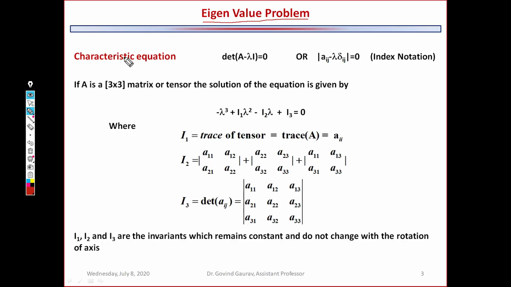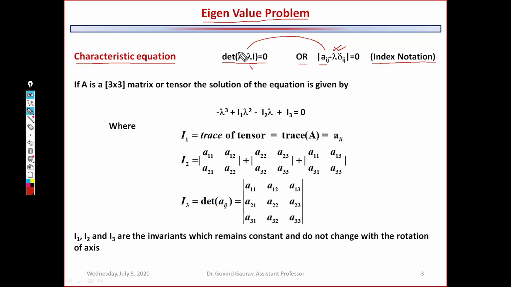Eigenvalue problem. The characteristic equation of a general eigenvalue problem is given by A minus lambda I is equal to 0, or the other way of representing this equation in terms of the index notation, which is given by A subscript ij minus lambda multiplied by Kronecker delta ij is equal to 0. Both are the same equations. The second one is written in terms of the index notation.